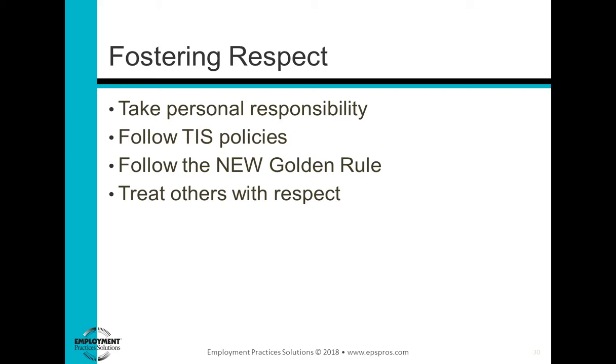Really, in summary of what we discussed today, I think there are a couple of things to take away. I like to follow what I call the new golden rule. Many of us are familiar with what we call the golden rule, which exists in many different cultures and religions in different forms. But basically, do unto others as you would do unto yourself.